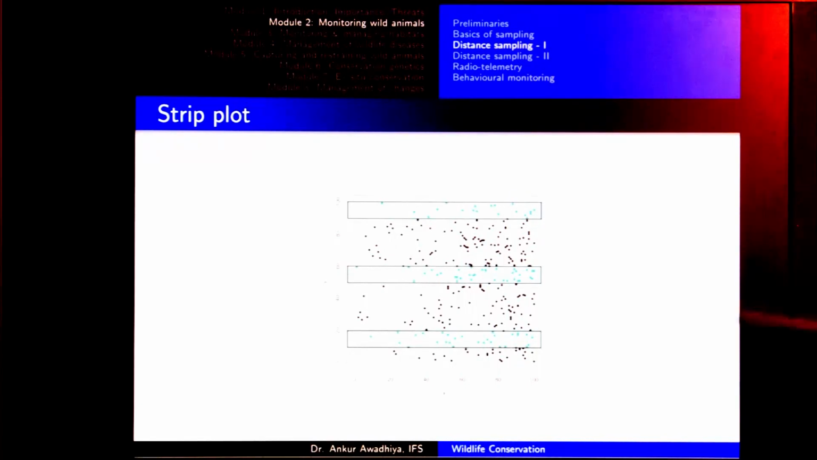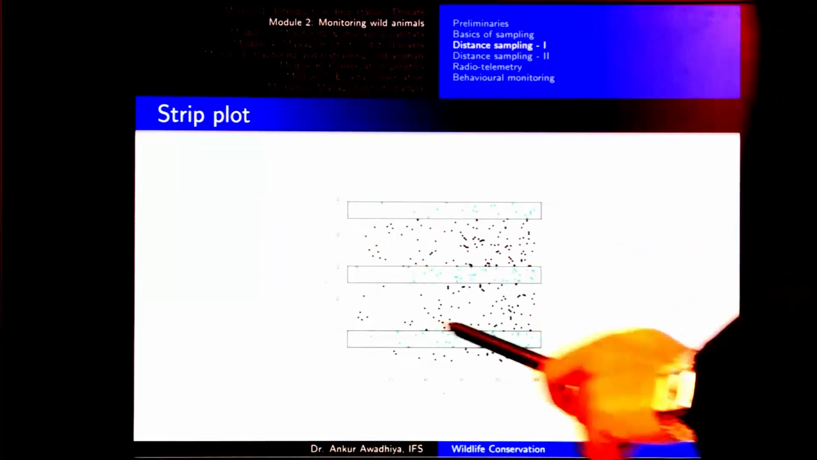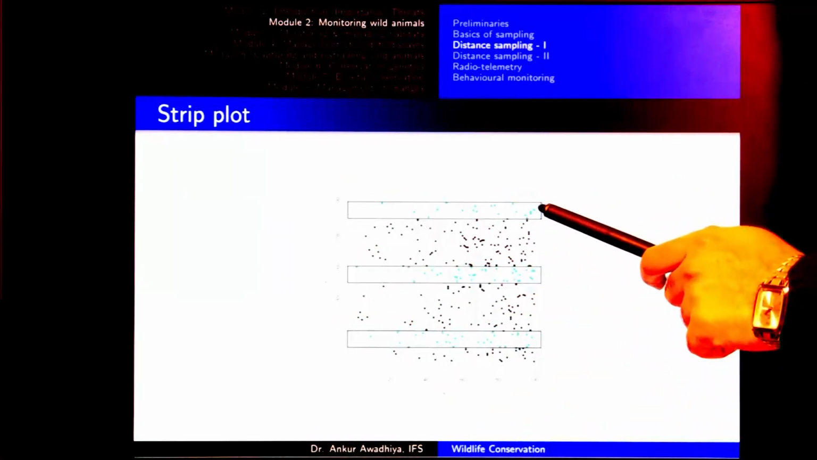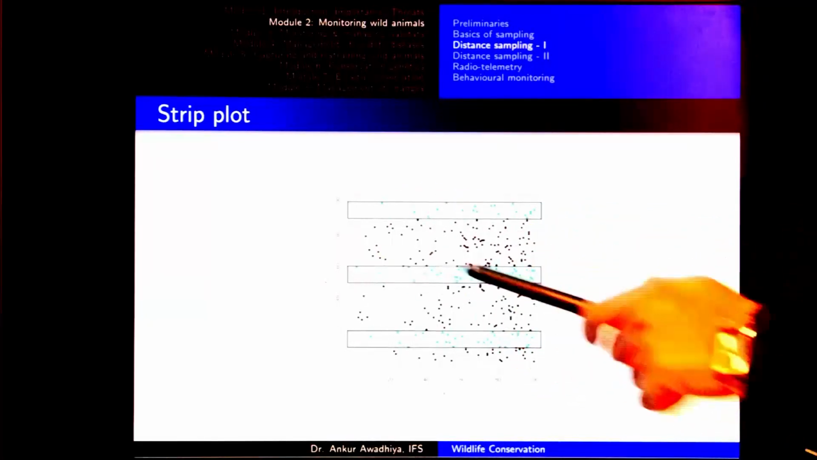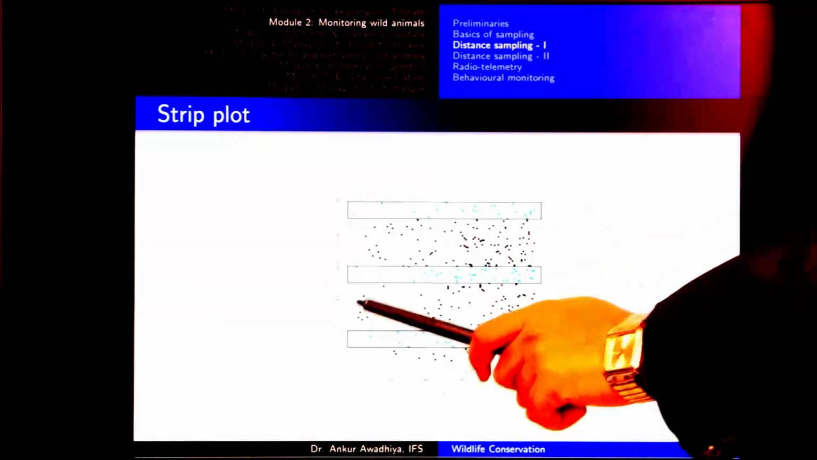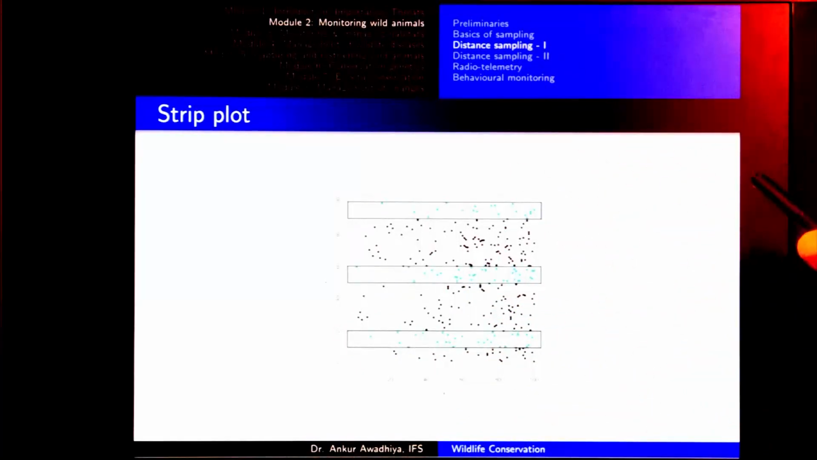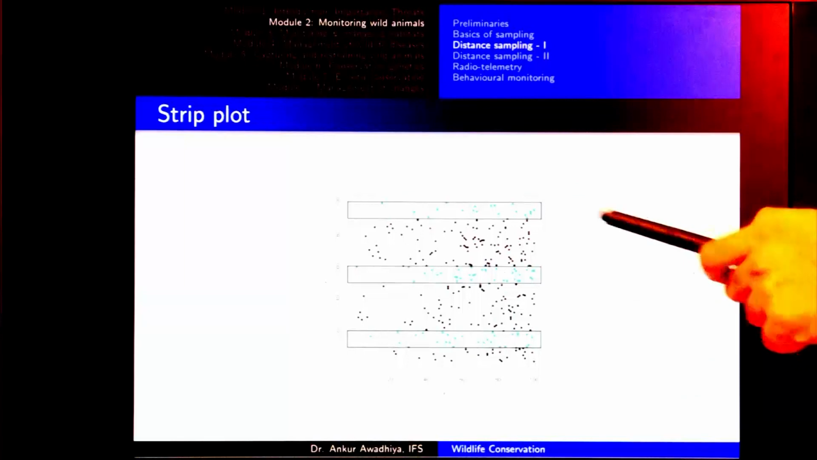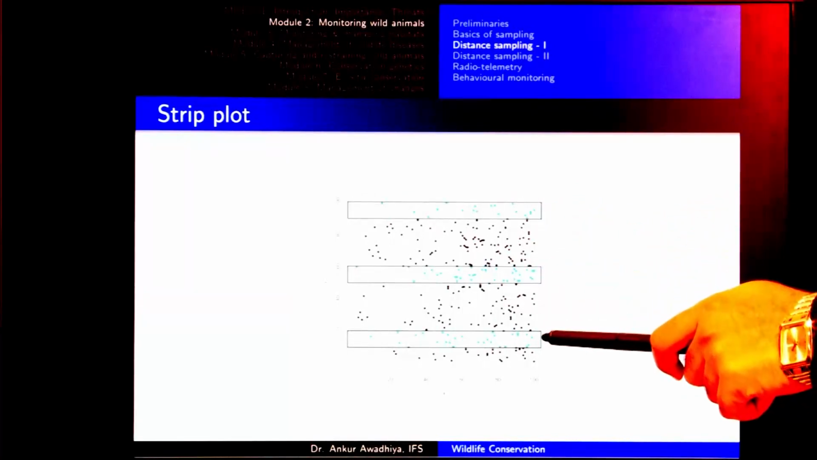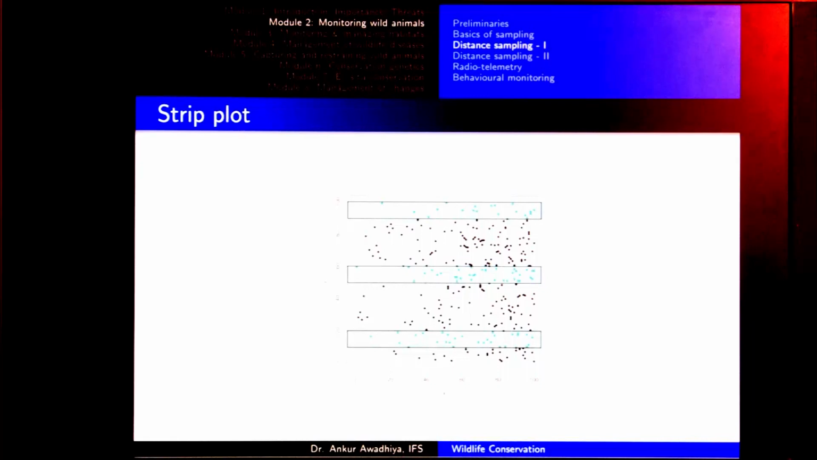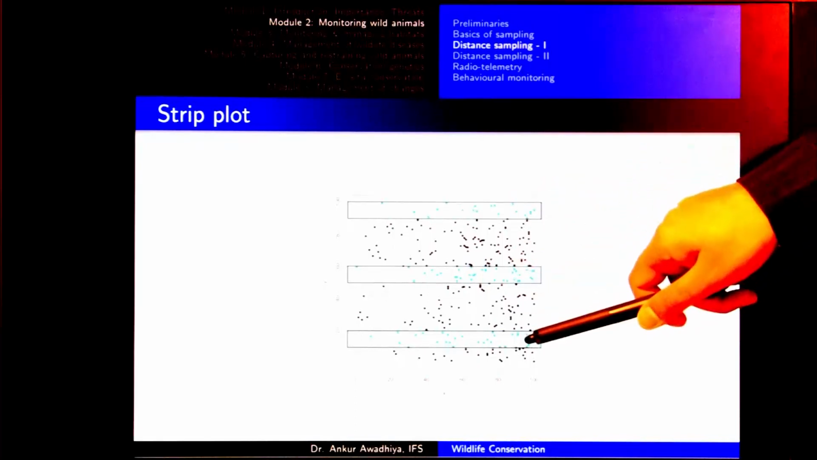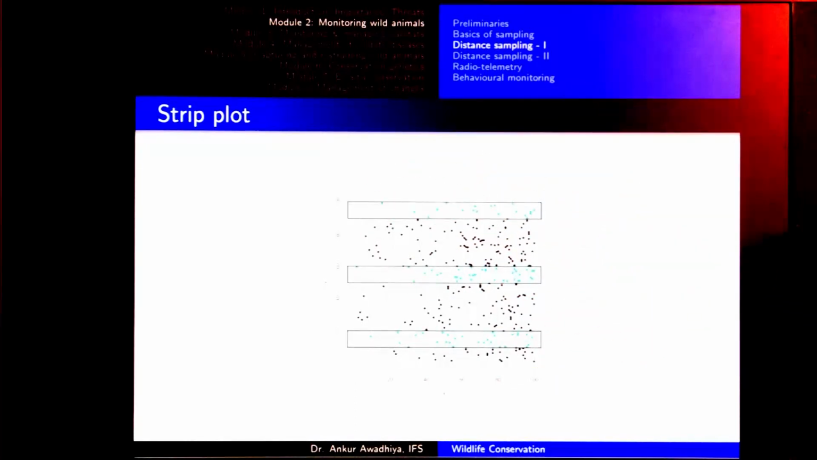In the case of a strip plot, we have taken these 3 strips, and in all of these 3 strips we count the number of animals that are here, we count the number of animals that are here, and we count the number of animals that are here. We divide the total number of animals by the area of the strip plots, that is, the area of this strip plus the area of this strip plus the area of this strip. So, we will get an estimate of the density, and then we would say that the density of animals in the strips is the same as the density of the animals in the complete forest. So, by multiplying this density by the area of the forest, we would get an estimate of the number of animals in the forest.